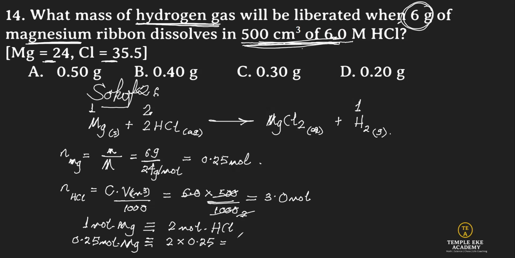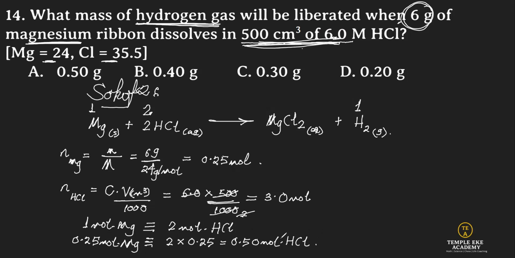And that will give us 0.50 mole of hydrochloric acid. This is simple proportion. 1 mole is equivalent to 2 mole of HCl. So 0.25, which means multiplying both sides by 0.25. 2 multiplied by 0.25 gives us 0.50 mole of hydrochloric acid. This is the amount of hydrochloric acid required for this reaction to go to completion.